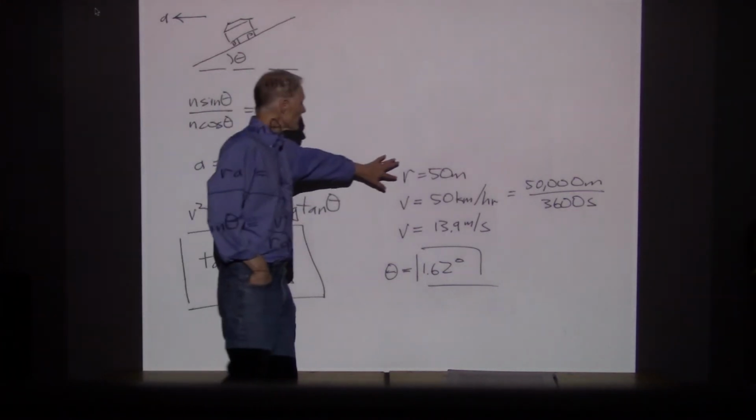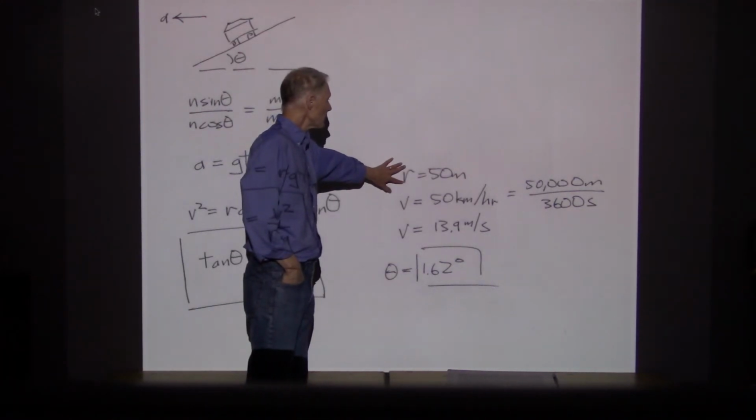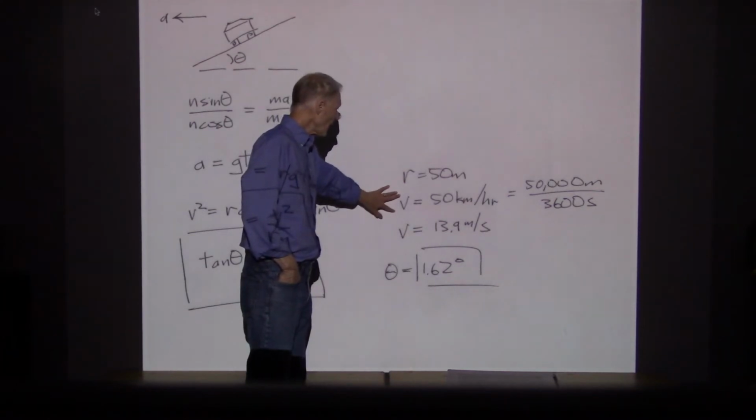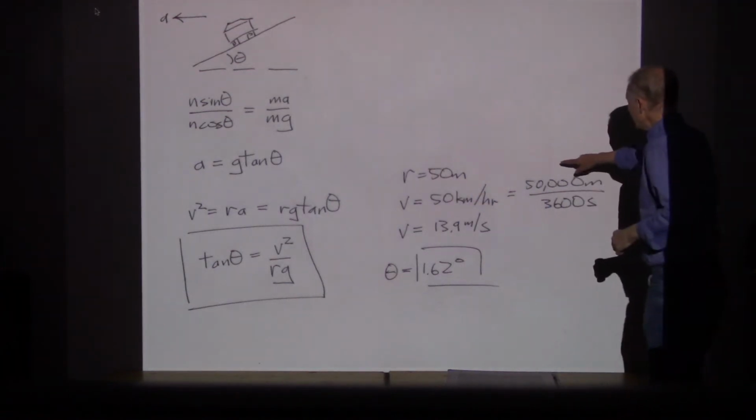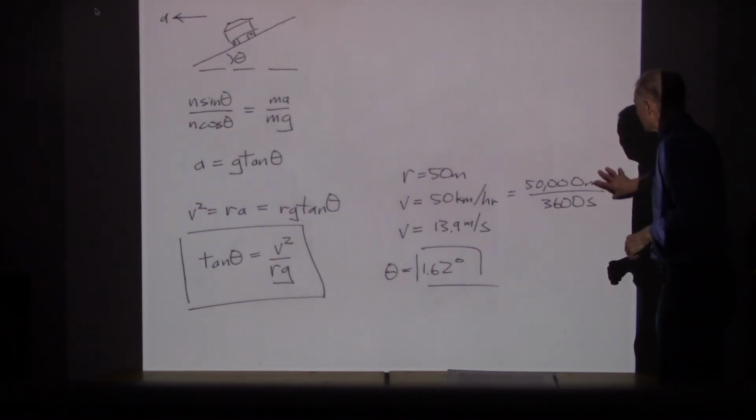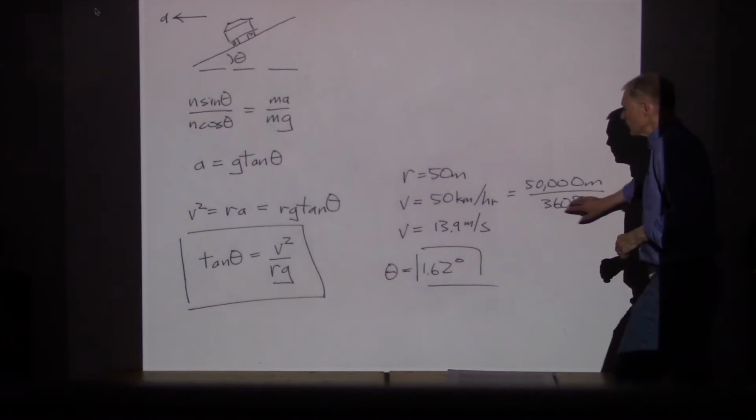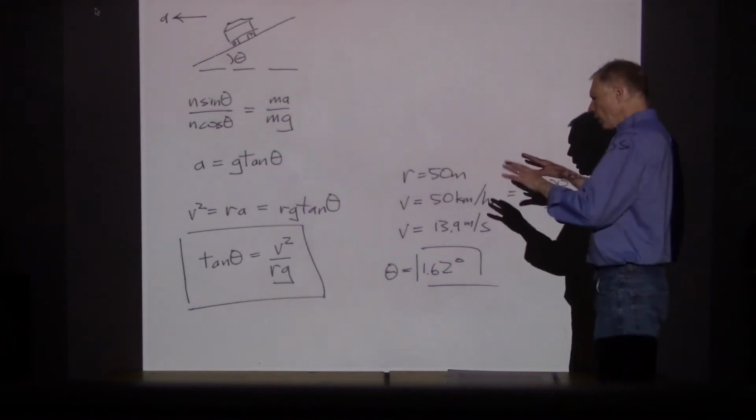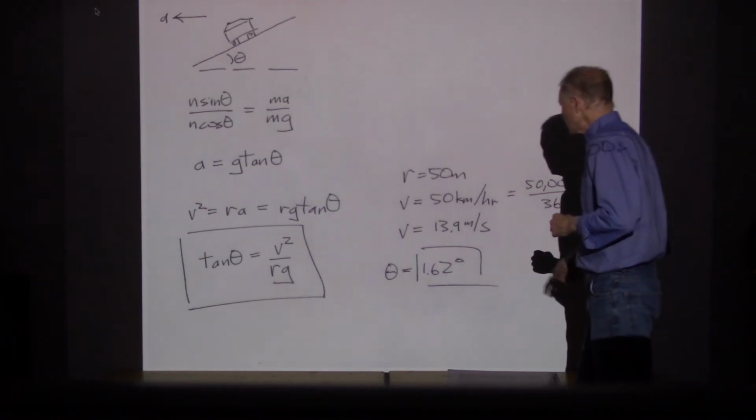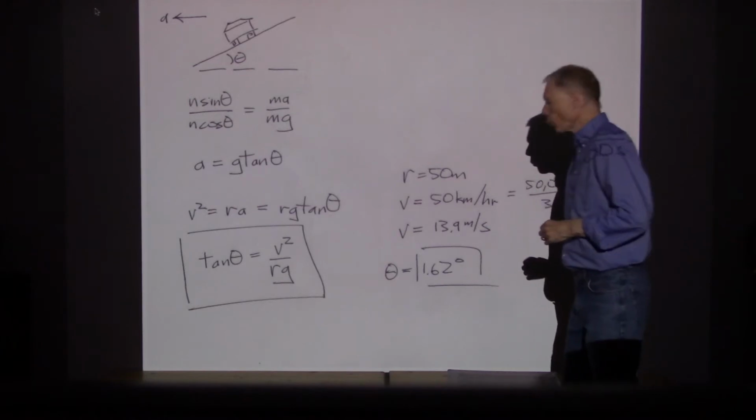So let's put the numbers in. The radius here was 50 meters. The velocity was 50 kilometers per hour. So I've written that as 50,000 meters per 3,600 seconds. And that gives me a speed of 13.9 meters per second. Putting all the numbers in, I solved for an angle of 1.62 degrees.